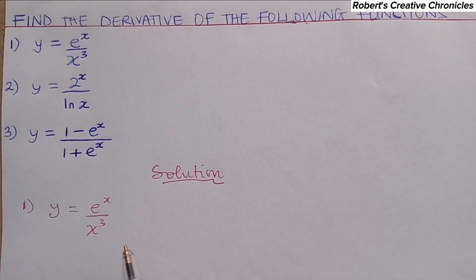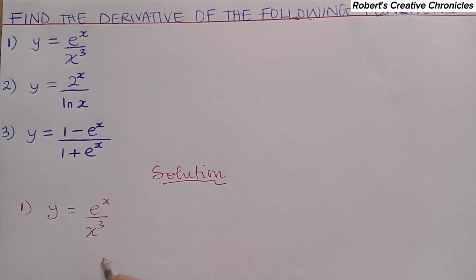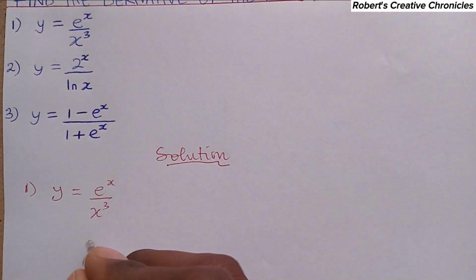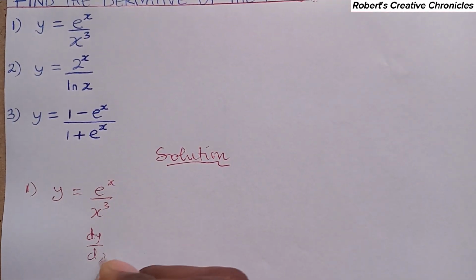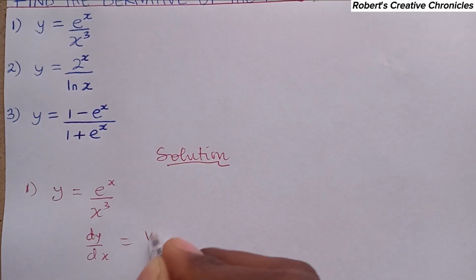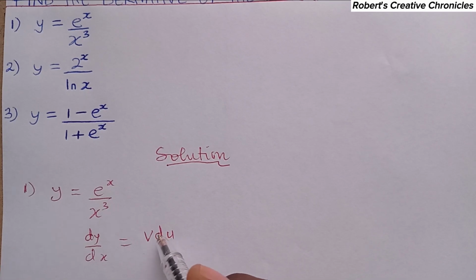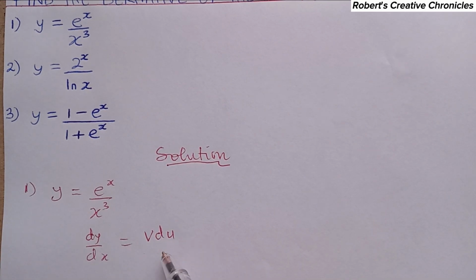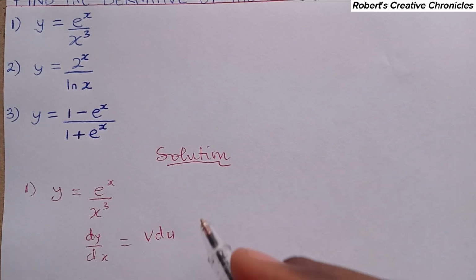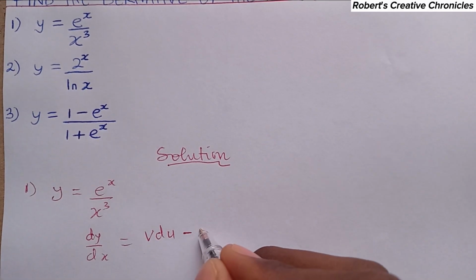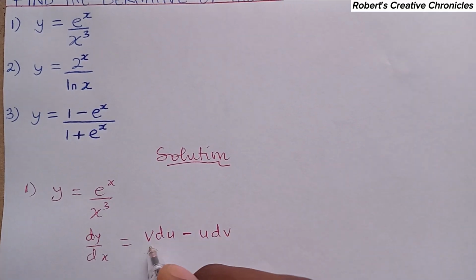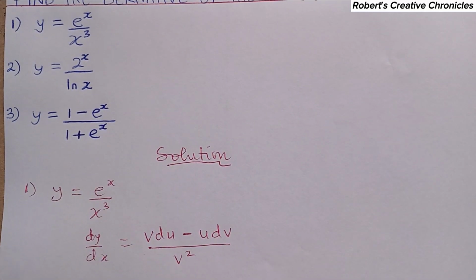Now you will use the quotient rule. The quotient rule is dy/dx equals v du/dx, and in some textbooks they write it as du/dx first, but you can also leave it like this, it's the same thing, minus u dv/dx over v squared. So this is the quotient rule.